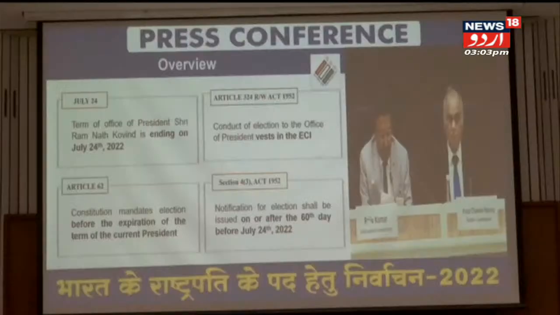The term of office of Shri Ramnath Kovind ji, Honorable President of India, is ending on 24th July 2022, as all of you know. As per Article 62 of the Constitution of India, an election to fill the vacancy caused by the expiration of the term of office of the outgoing President is required to be completed before the expiration of the term, which in this case is 24th July 2022.